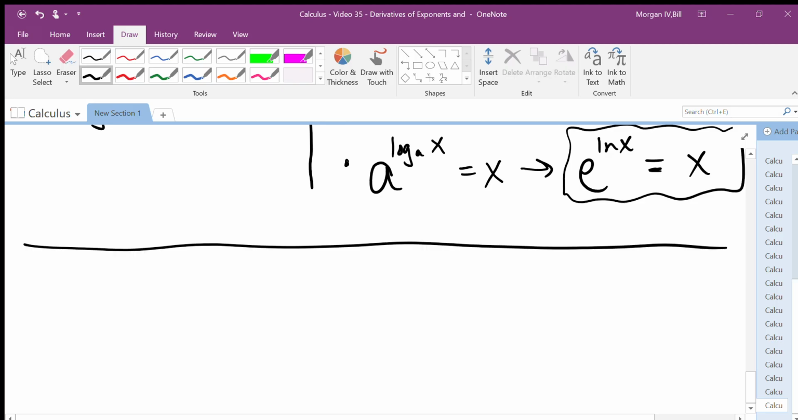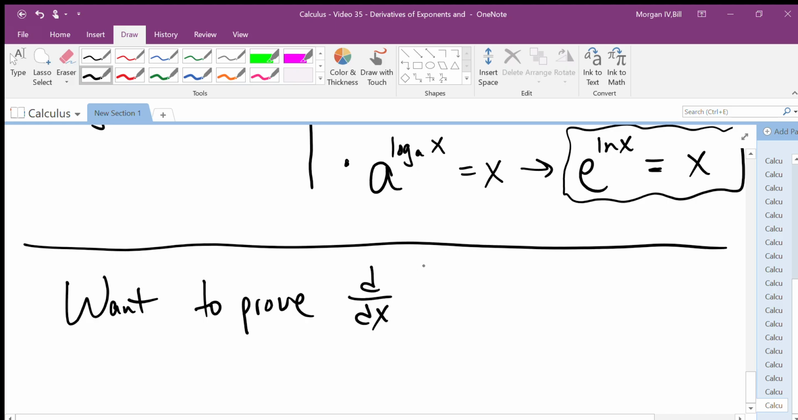We want to prove or find out what the derivative of some number a to the x is. We want to prove the derivative of a to the x. And let me just go ahead and tell you the answer is itself. So like 2 to the x, the derivative is 2 to the x. 4 to the x, the derivative is 4 to the x.